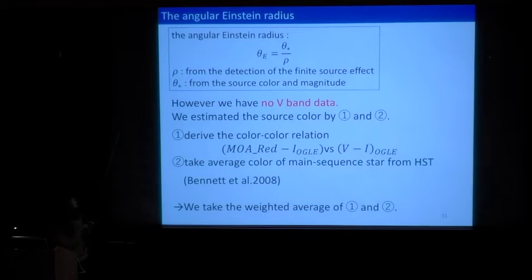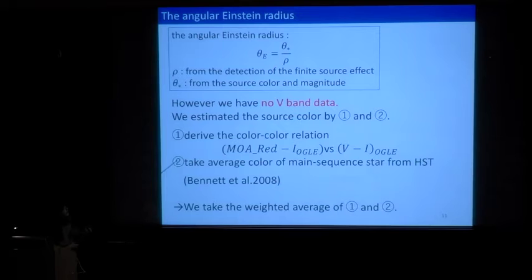And since we could detect the finite source effect, we can constrain the lens property by using the angular Einstein radius. This parameter is expressed in the following equation, and we can get the raw value from the detection of the finite source effect. In order to estimate θ*, the angular source radius, we have to know the source color and the magnitude. However, we have no V-band data. We have only the MOA band and the OGLE band.